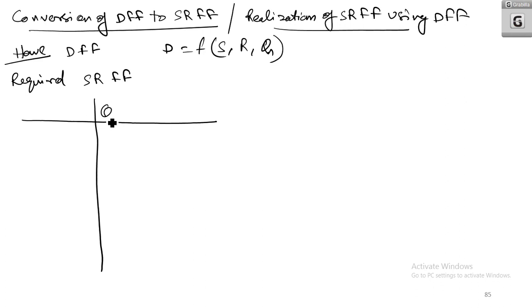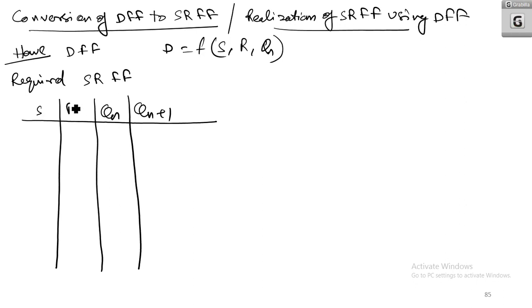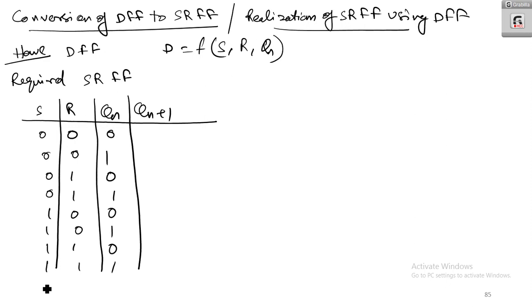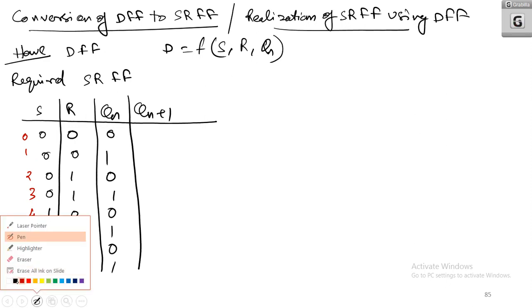So having Qn plus 1, S, R, with the combinations 0 0 0, 0 0 1, 0 1 0, 0 1 1, 1 0 0, 1 0 1, 1 1 0, and the last is 1 1 1. If you take the decimal equivalents, you will get 0, 1, 2, 3, 4, 5, 6 and 7. And we are not going for the don't care combinations of this S and R.